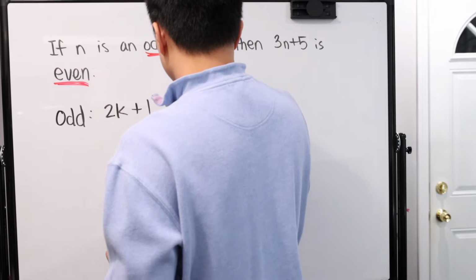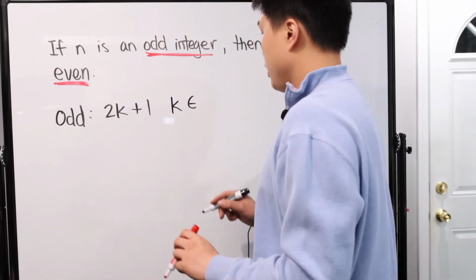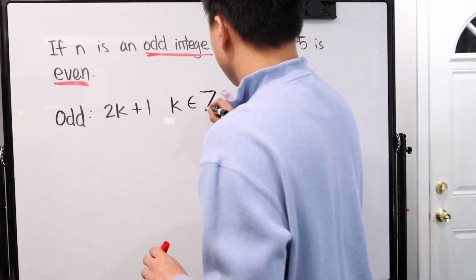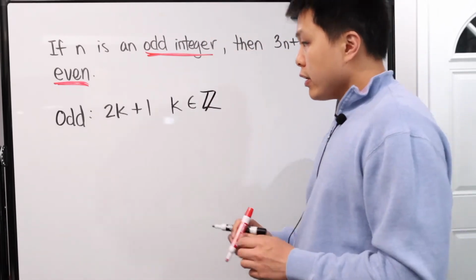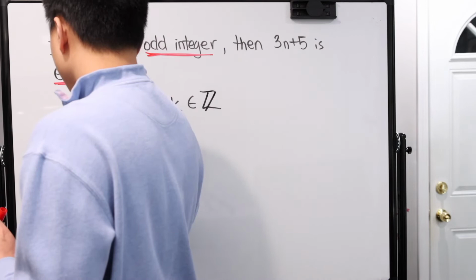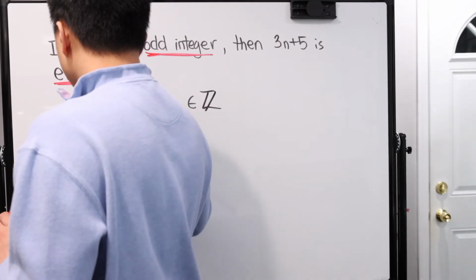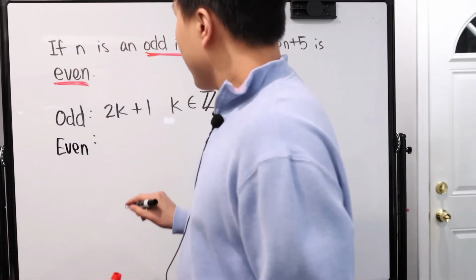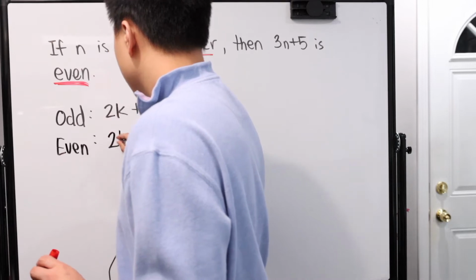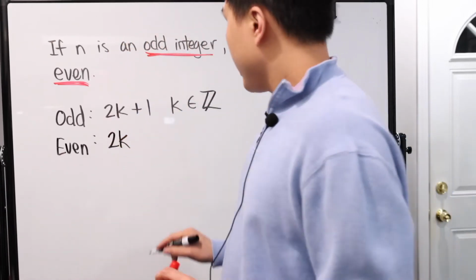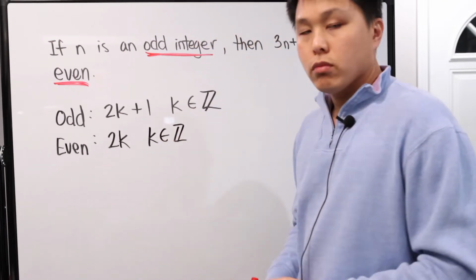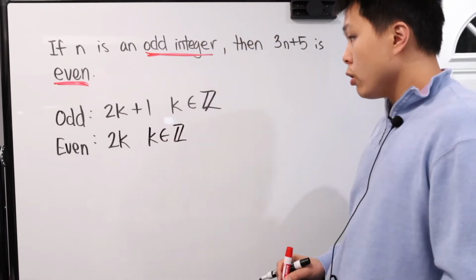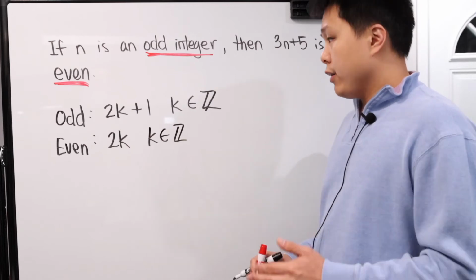And let's just say k is an element of, we're talking about integers, so let's just say they're integers. Okay, so that's what odd integers are. Even, well, if you can sort of guess, anything that is divisible by 2, by mathematical definition, can be written as 2 times some number, k, where k is an element of, let's just say, integers as well. Okay, cool. So that's what odd and even mean.